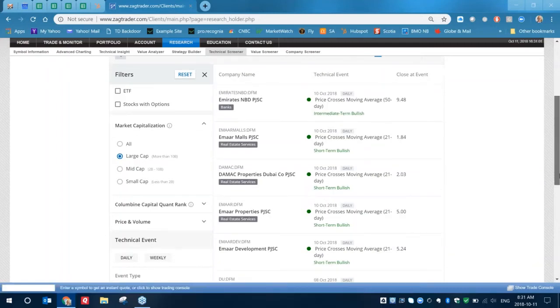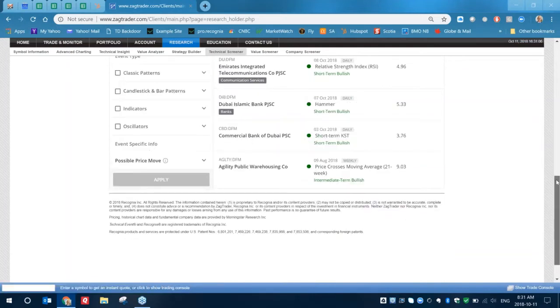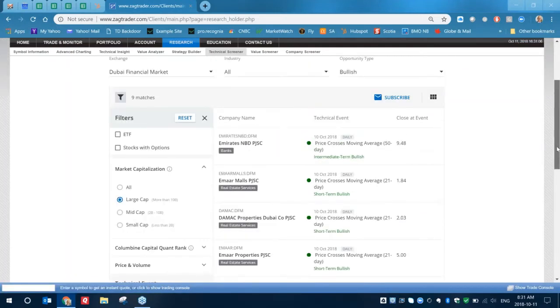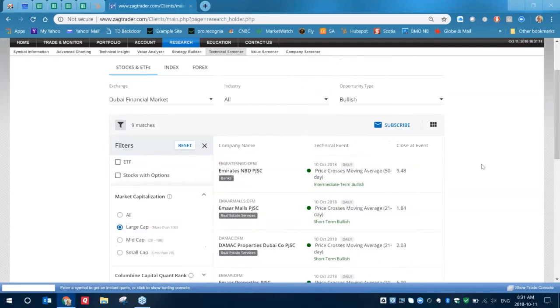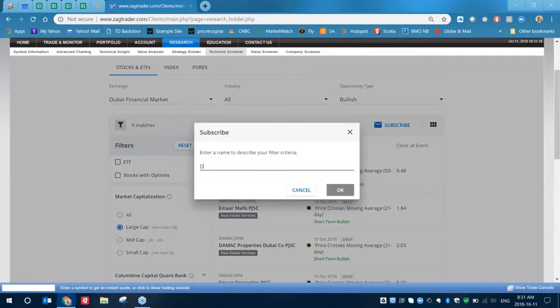Now, if I wanted to automate this and actually have these ideas sent to me every day as an alert, I can just click on this subscribe button, and that will allow me to create a new alert. I'll call it DFM Opportunities and click OK. And essentially that creates a new alert for me.